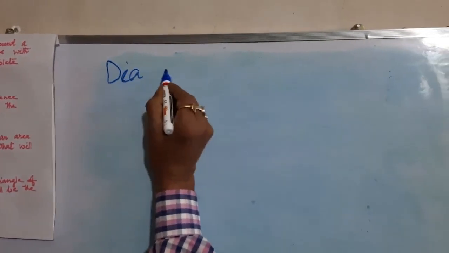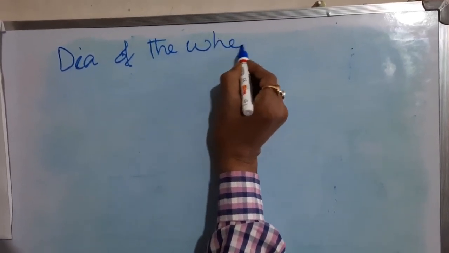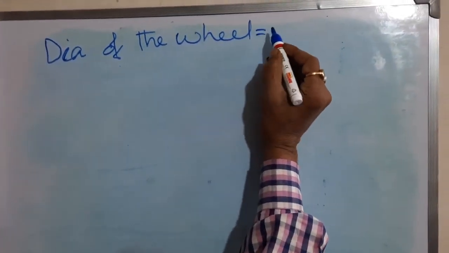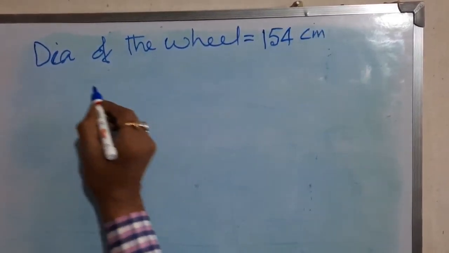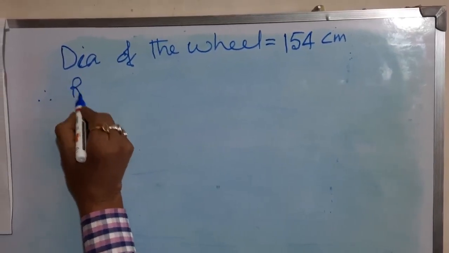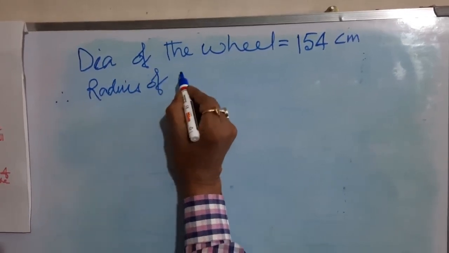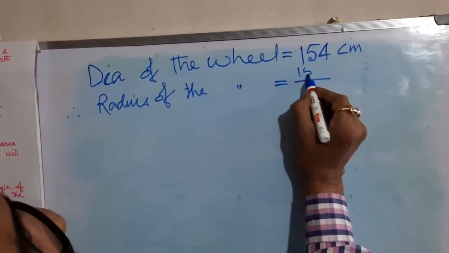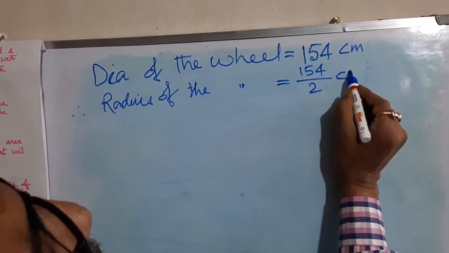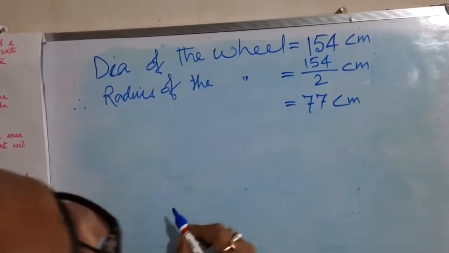Diameter of the wheel is equal to 154 centimeters. Therefore, radius of the wheel is equal to 154 divided by 2 centimeters, which is equal to 77 centimeters.